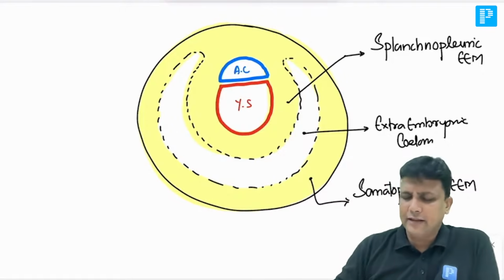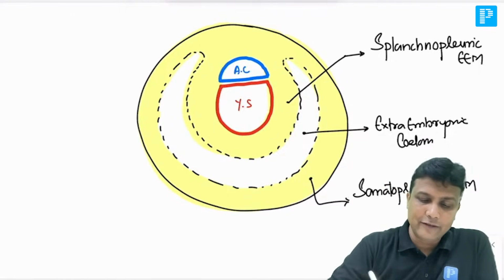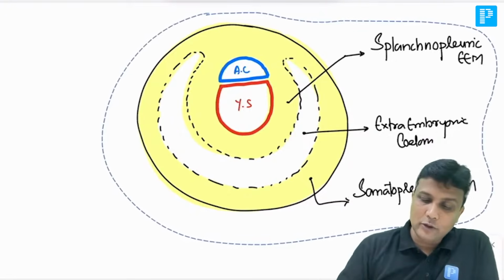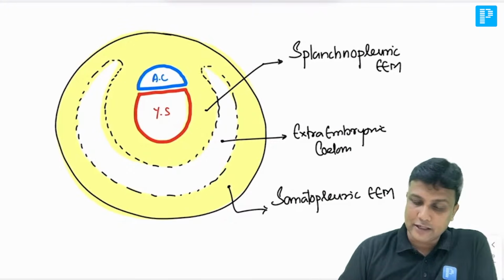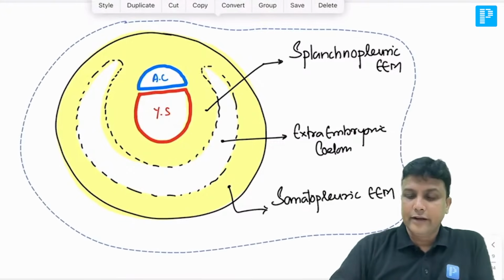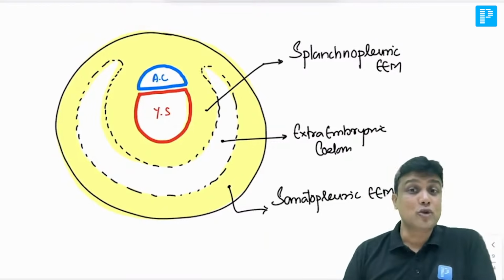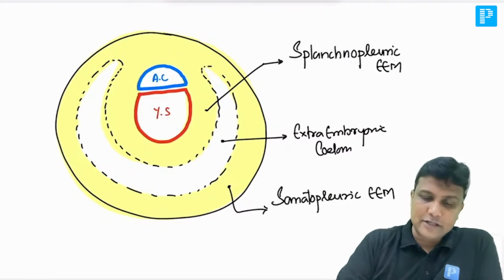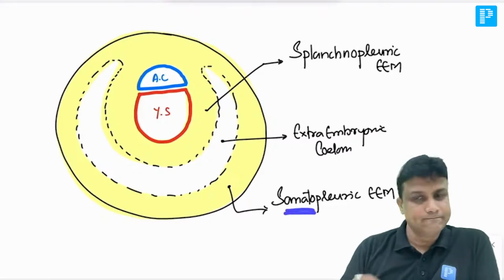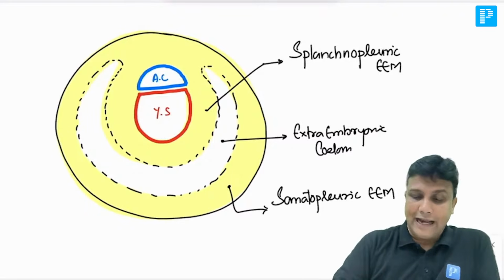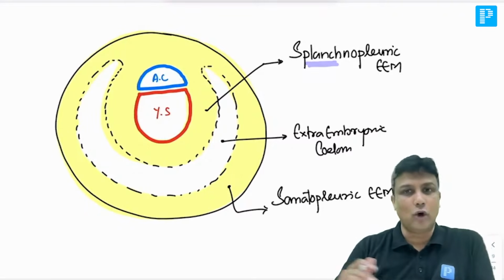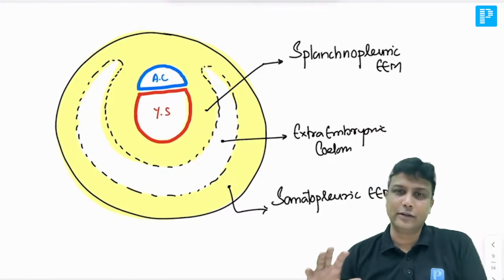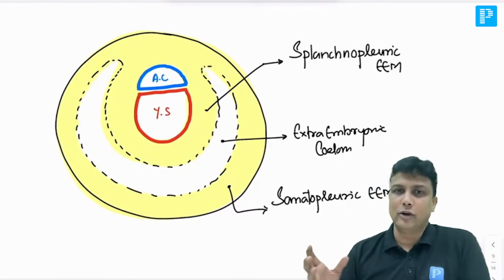Fine. And these words are going to come again and again, my dear friends. Don't worry about these words, somato and splanchno. In embryology, wherever you come across somato, it is representing what here, sir? The body wall. So it is always present along with the outer part, the body wall, and splanchno is representing the visceral organs, so it will be towards the viscera. The somatopleuric will be along with the body wall, whereas splanchnopleuric will be along with the viscera.